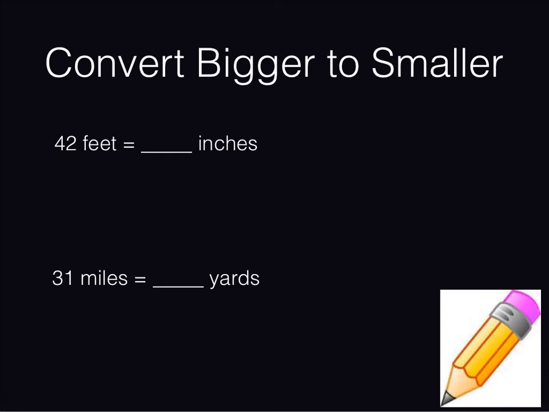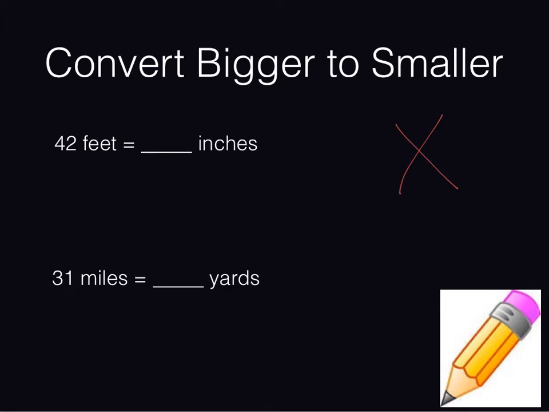Alright, we're going to start out with some basic conversions, going from bigger units to smaller units. The really important thing that you need to remember is that when we're going from a bigger unit to a smaller unit, you are always going to multiply. Our first problem says 42 feet equals blank inches.